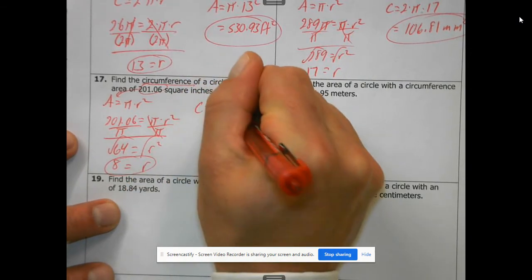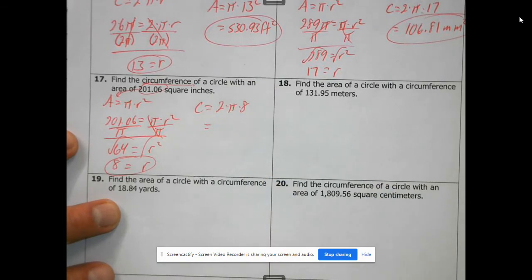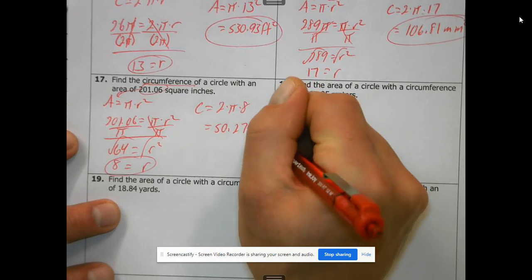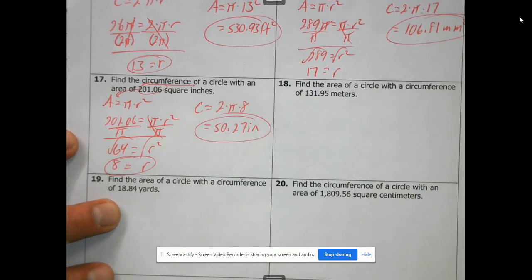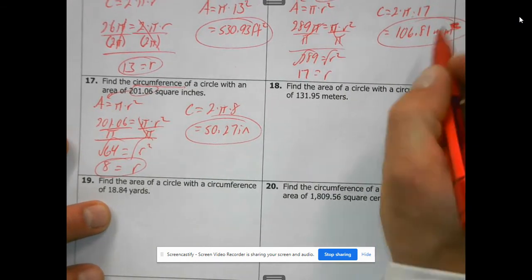Circumference equals 2 times pi times radius. Plug it in, you should get 50.27 inches. This one over here, we did not need the square. Sorry, we're just talking about circumference over here.